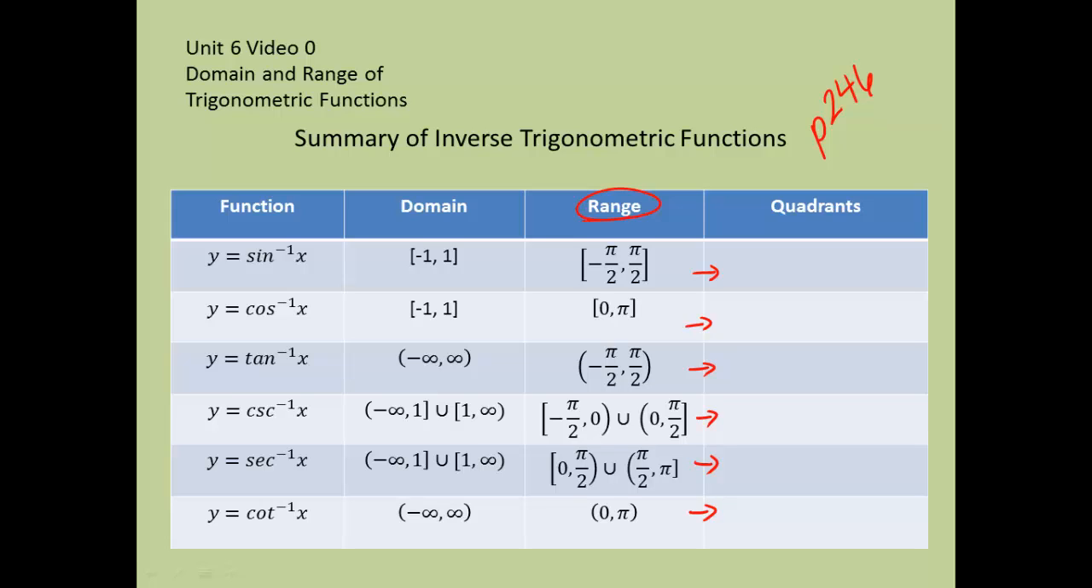So for the sine inverse or arcsine of x, I'm looking at the quadrants that are involving negative pi over 2 to positive pi over 2, which is quadrant 1 and quadrant 4. Our cosine inverse is quadrants 1 and quadrant 2. For tangent, I'm including quadrants 1 and quadrant 4, but notice the soft brackets, and those mean that I'm not actually including the endpoints or the axes in those situations. My cosecant, which is the reciprocal of our sine inverse function, is quadrants 1 and quadrant 4.